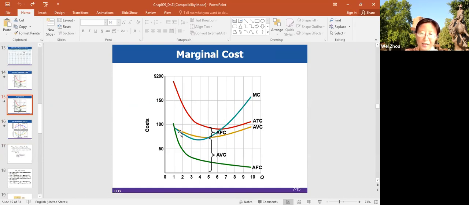Actually, from marginal cost, we can calculate the average. Let's say the additional product for the first one is 100. The additional product for the second is, let's say, about 70. The average will be 100 plus 70 divided by 2. So if you have the marginal, you will be able to calculate the average.